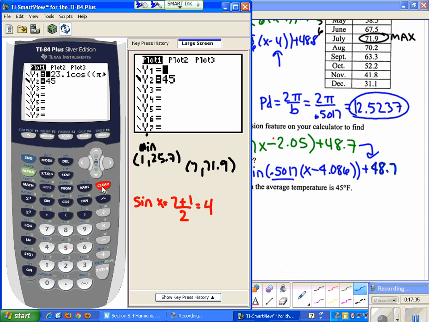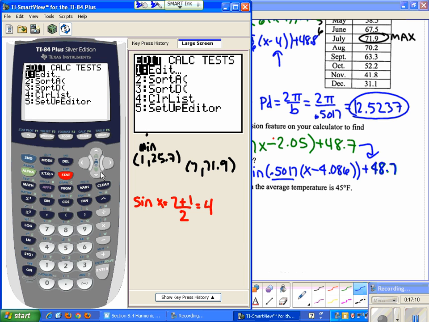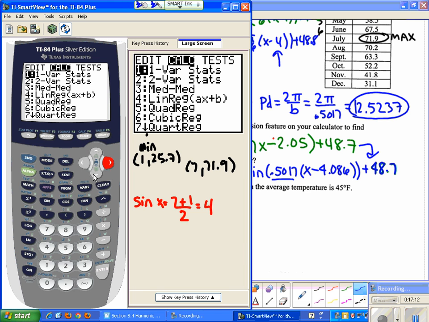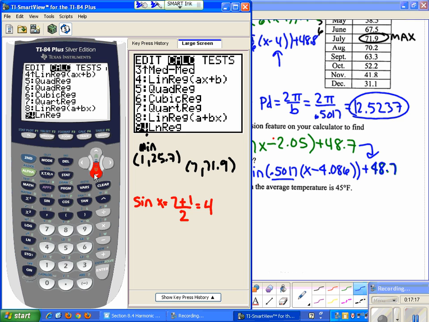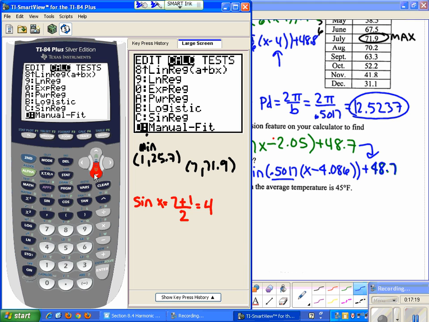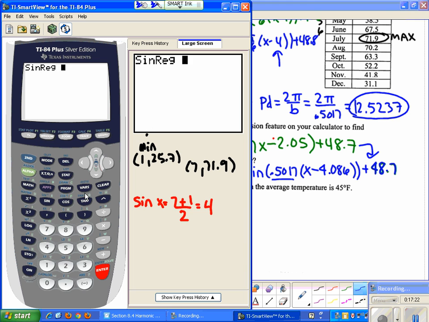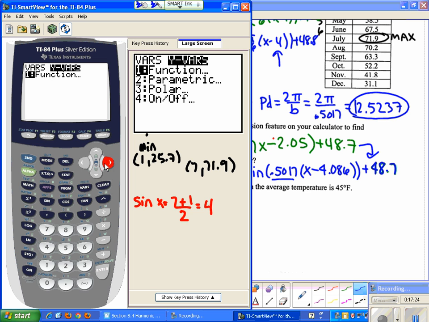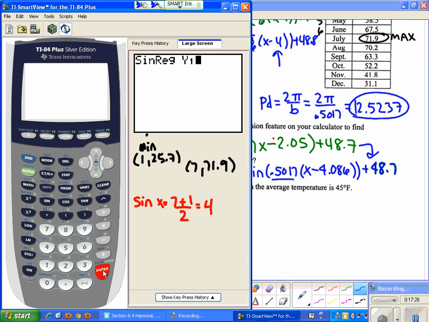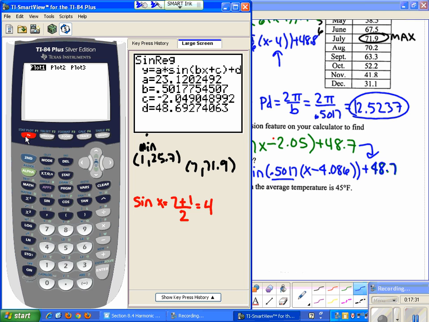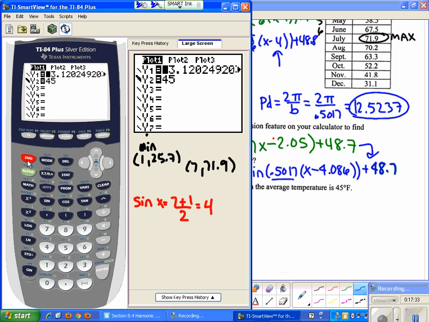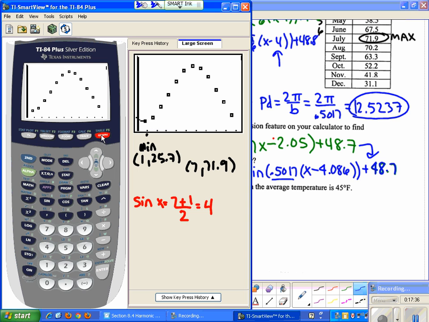So to plug that one in, if I go to STAT, CALC, it's all the way down at C. So sine regression, VARS, Y-VARS, I'm going to put this into y1. So now my equation should be in y1, which it is. So if I just go to graph, I should have my two equations.